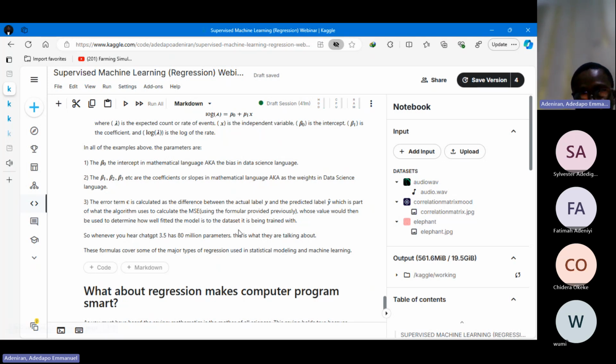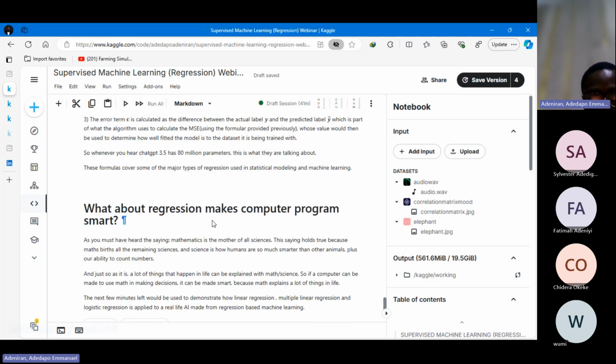And the trainable parameters are the slope and the intercepts, also known as the weights and the bias. These are the trainable parameters. So when they say ChatGPT has 80 billion parameters, what it means is that ChatGPT has 80 billion slopes and intercepts that were derived during training. That's what they are talking about.